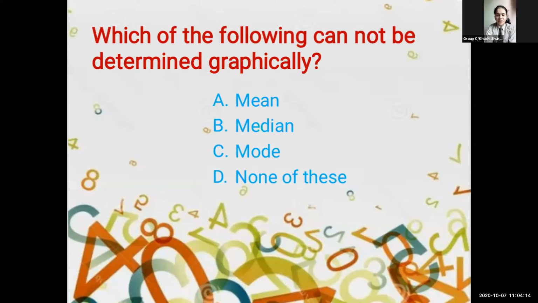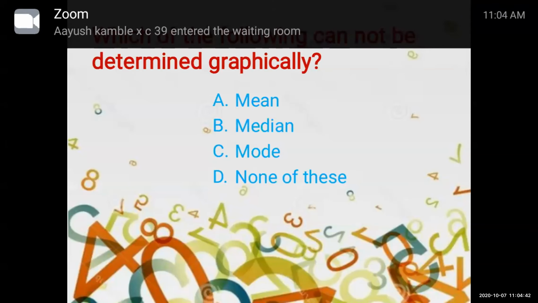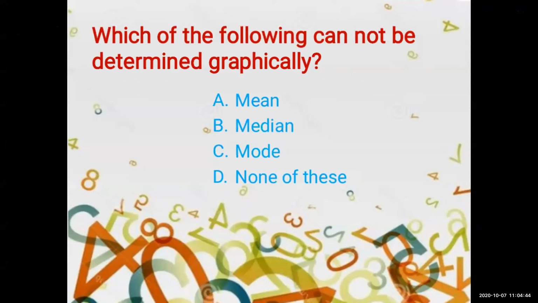Type the option. No problem. You lower your hand. Voice not there, I cannot hear you. Please type it in the chat box. You can unmute yourself first. Okay, Khushi says skip the question. Okay, Khushi, you have skipped the question.